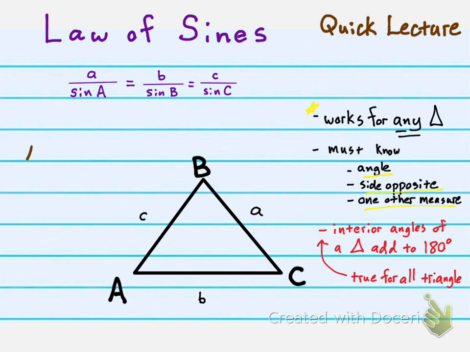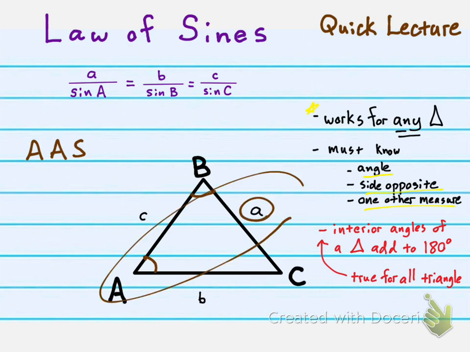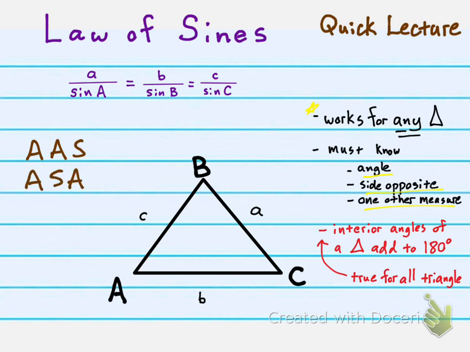You can solve an AAS triangle, and that's where you know angle, angle, side. See how you know a cross right there? You can also solve an ASA triangle, so angle, side, angle. Noting here that we don't know the distance across from the C or the A, but we can use this right here to find the angle of B.